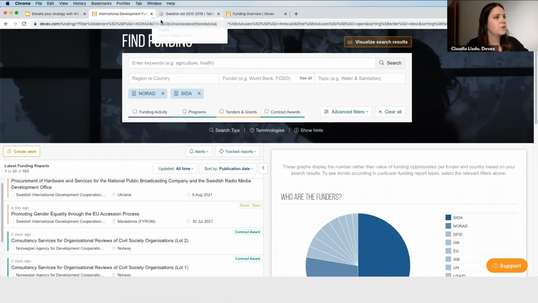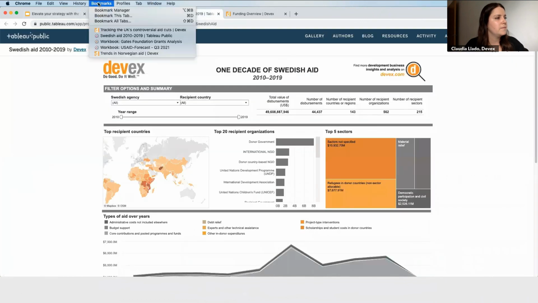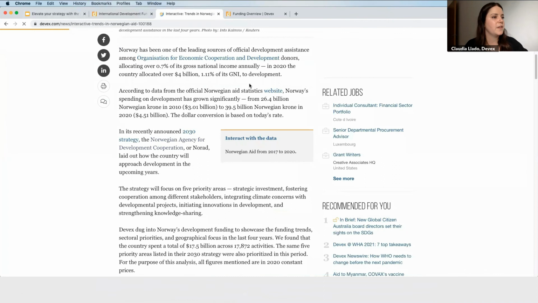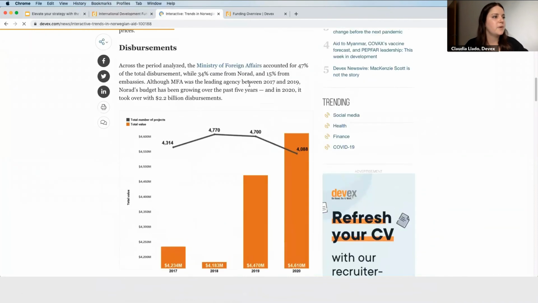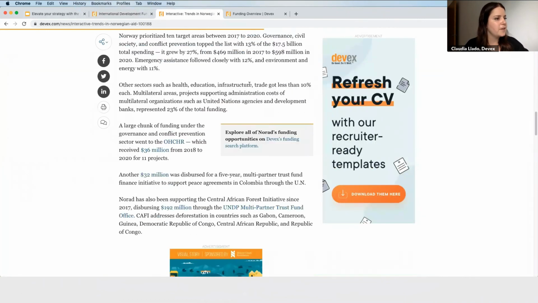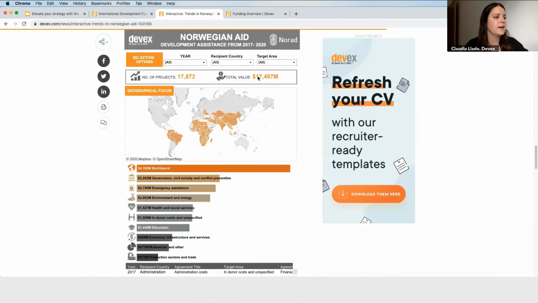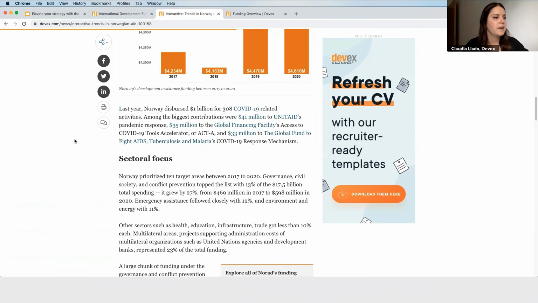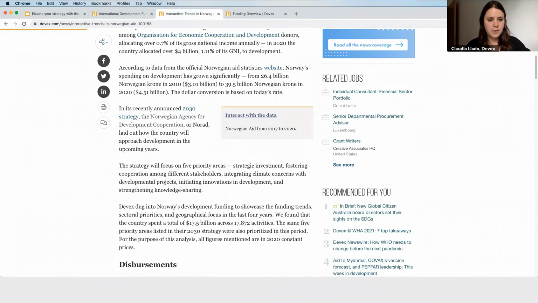Perhaps I can show you our Trends in Norwegian Aid article. And you've got, for example, here, just analysis of the different disbursements, the sectoral focus as well, and that's what that split looks like. And again, you can always filter by the year, the recipient country, and the target area in order to find out more. We've got the geographical focus as well. Very informative article.